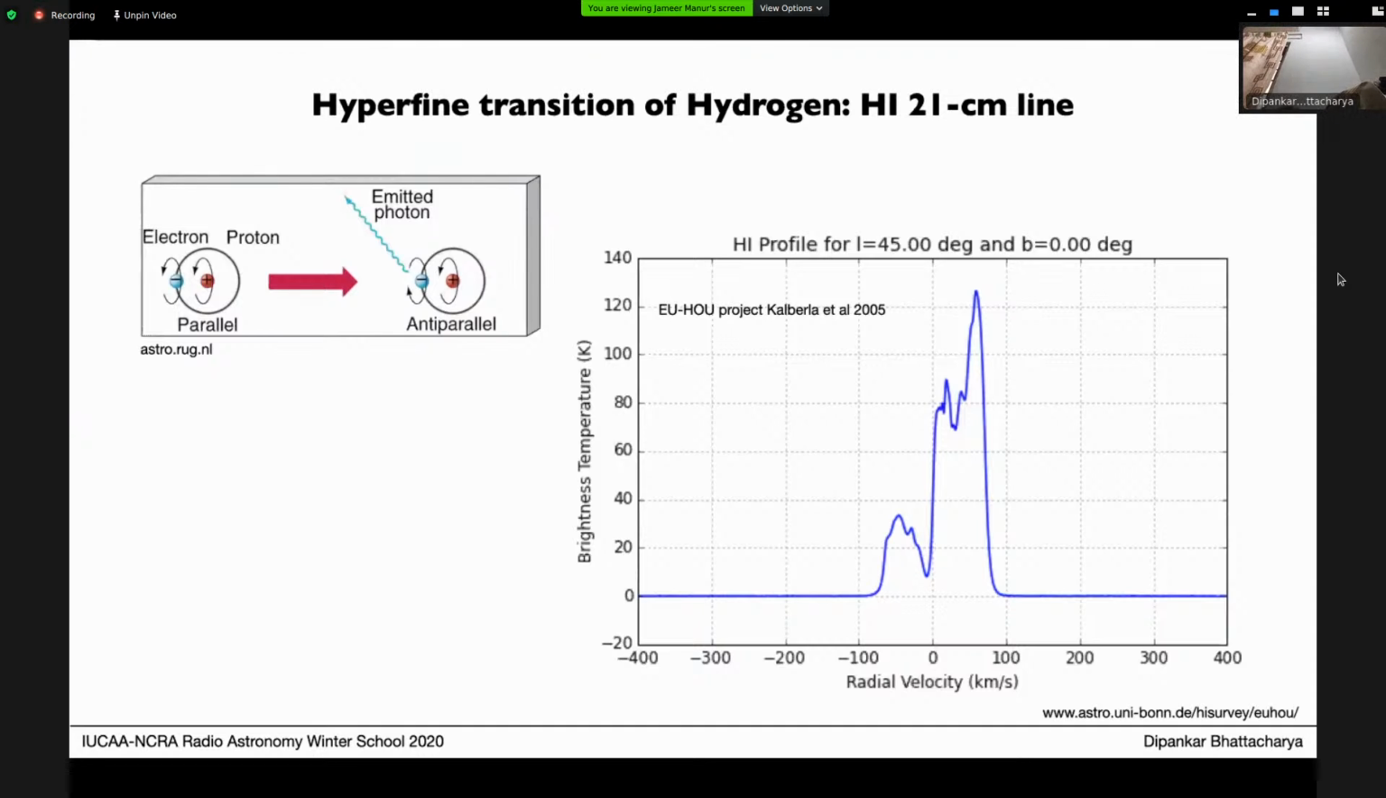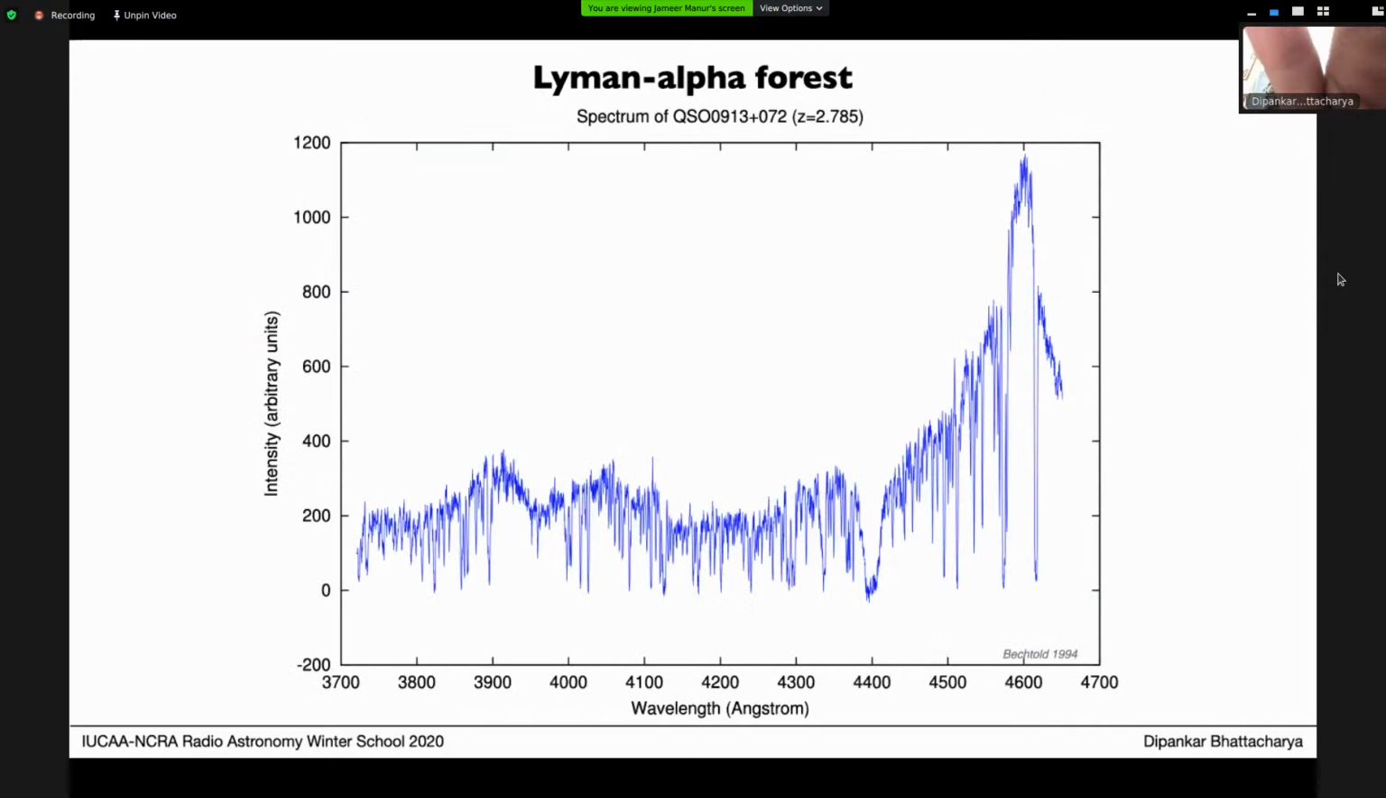Next slide, please. And since hydrogen is abundant, when you go to ultraviolet, another very strong line that you would see from hydrogen is the Lyman alpha line. The Lyman alpha line occurs all over the universe.